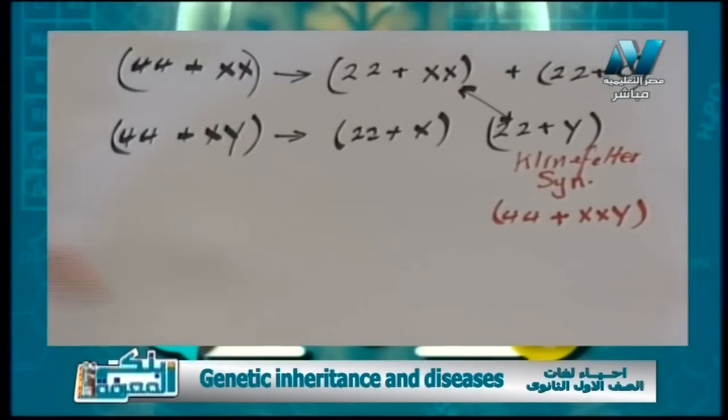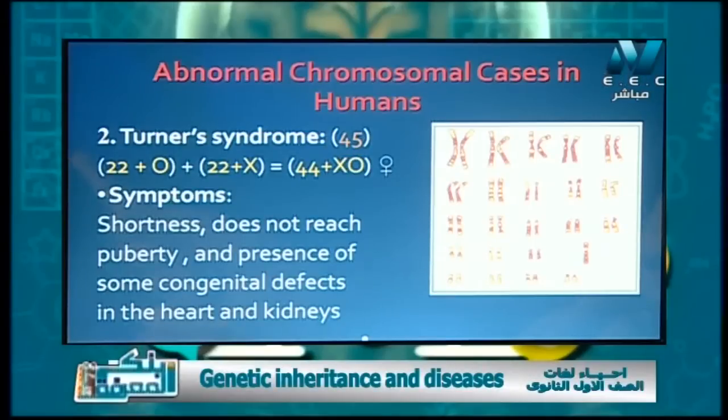The second abnormal case is called Turner syndrome. The Turner syndrome has one chromosome less than normal, 45 chromosomes. This is due to the fusion of a gamete 22 plus 0, or no sex chromosomes, with a gamete 22 plus X. So the resulting individual will be 44 plus X0, or one X chromosome. And she is female, of course, because there is no Y chromosome.